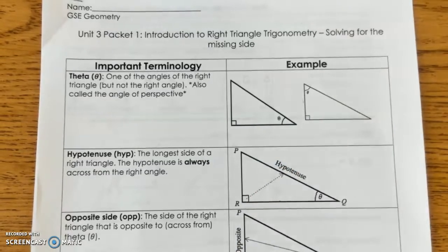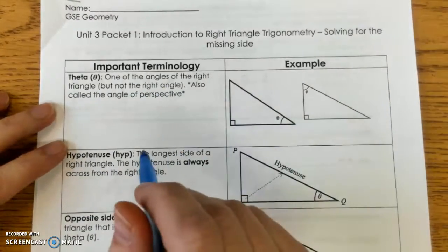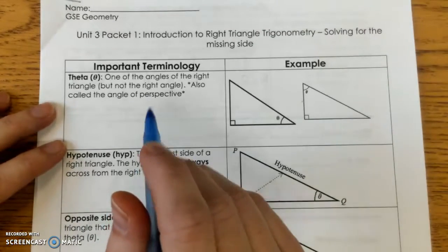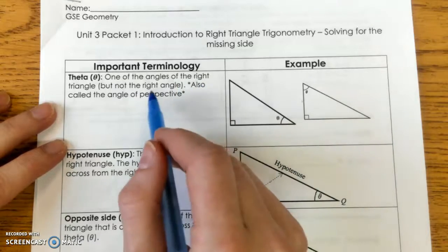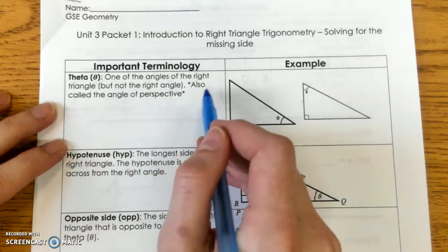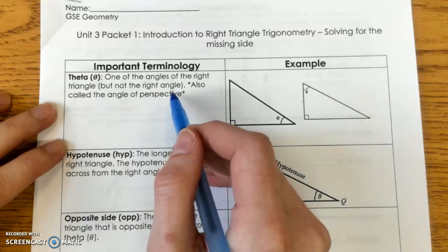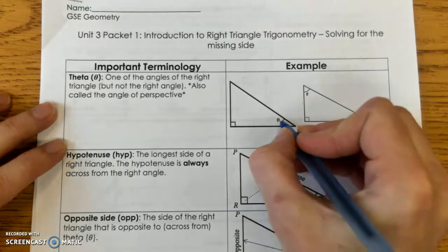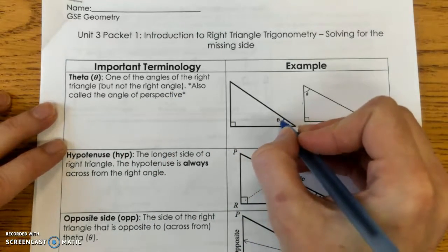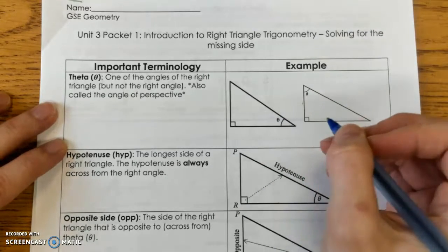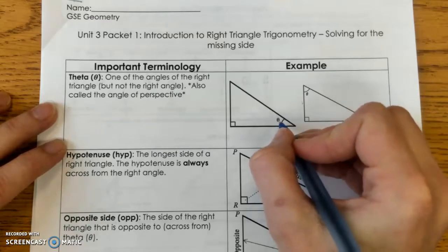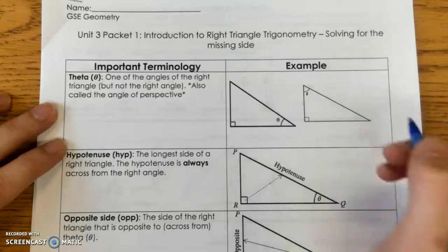All right, here are the four most important words you will need for this unit. Number one, theta. Please don't make fun of my lisp. Theta. One of the angles of the right triangle, but not the right angle. It's also called the angle of perspective. You can see theta's right here, and it looks like a little Pokemon egg. So there's one here, and here's one here. When we're talking about a specific angle, theta, I need you to label it with this Pokemon egg.